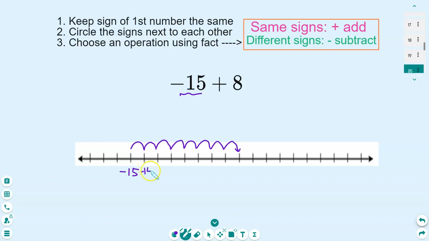So -14, -13, -12, -11, -10, -9, -8, -7. So -15 getting 8 more positive will still be in the negatives. And you can just use a number line until you're comfortable with it.